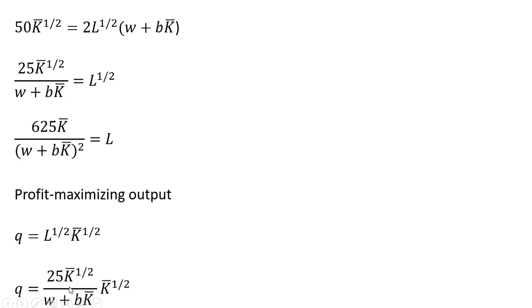So making that substitution and just simplifying a little bit here, K to the 1/2 times K to the 1/2 is just K. We have our profit maximizing output level as a function of the fixed level of capital, the wage, and this parameter B that we saw in the inverse demand equation.